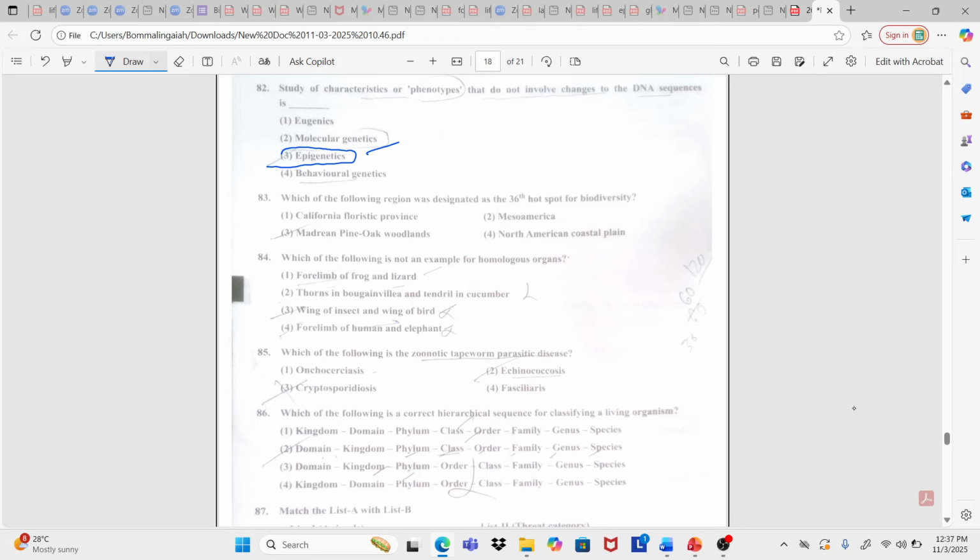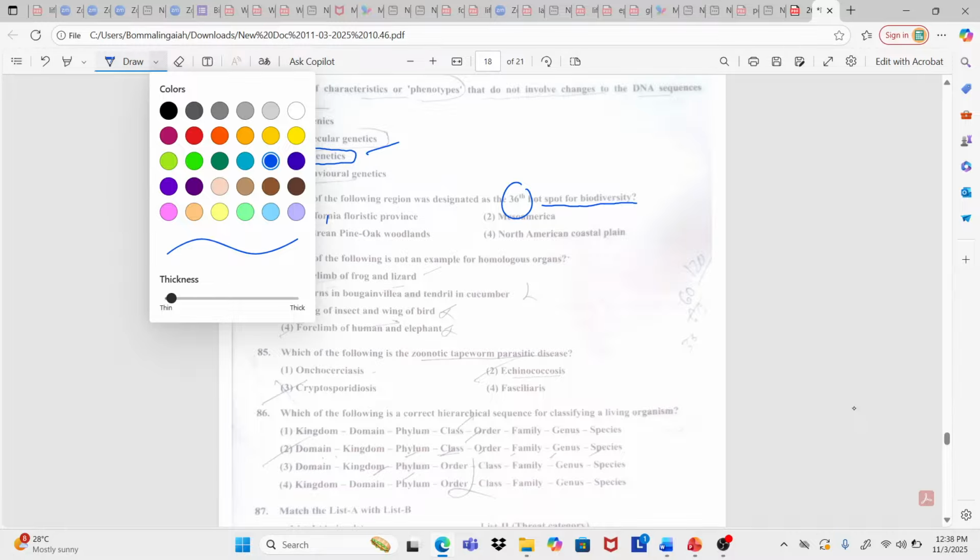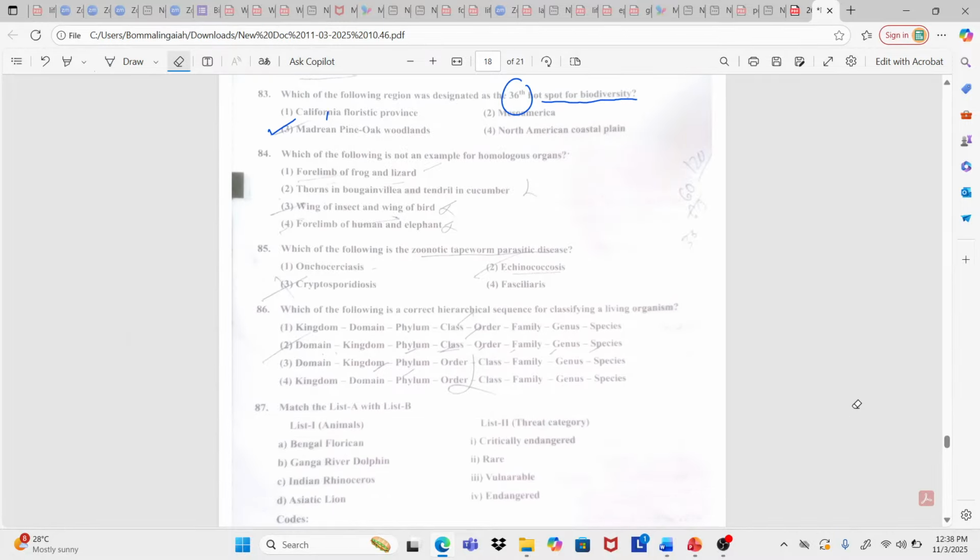83. Which of the following region was designated as 36th hotspot biodiversity? Okay, means option number the correct one. Okay, next another question. Question number 84. Which of the following is not an example for homologous organs? Option four is wing of insects, wing of bird. Correct one.